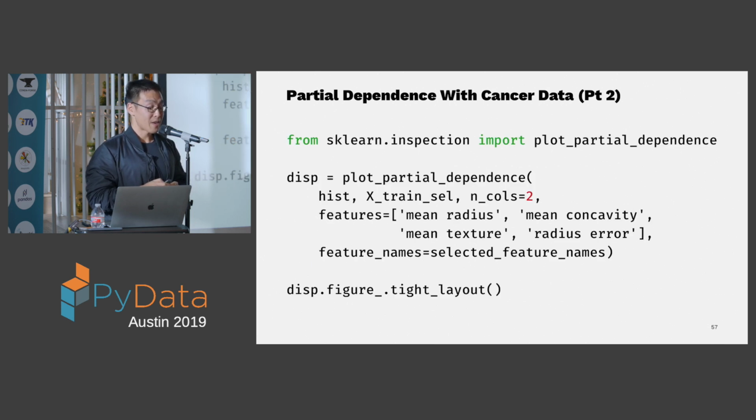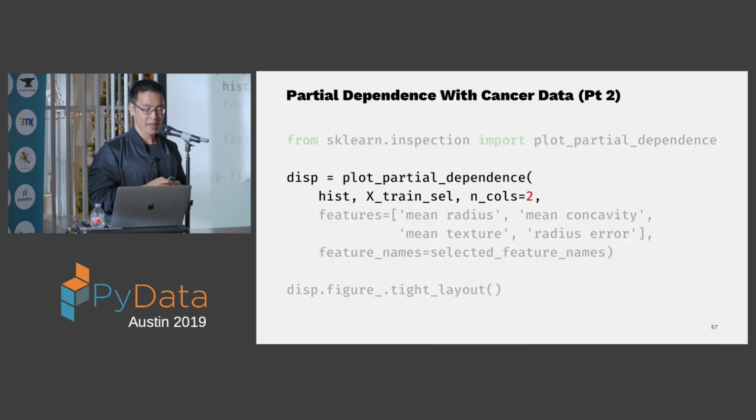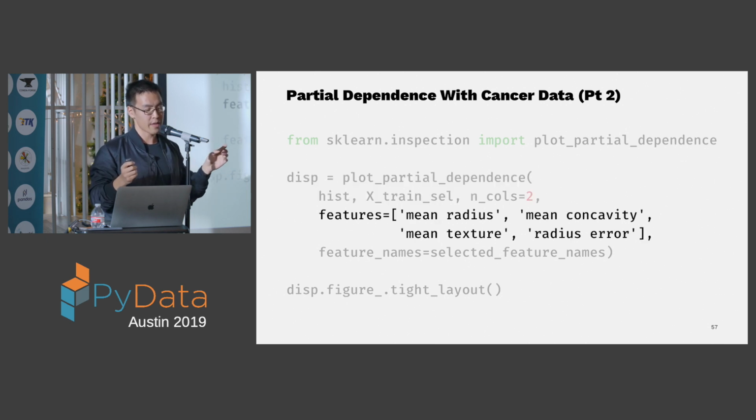So I'm going to show you the plot partial dependence API. This plotting API is new in 0.22. Let's go through it. plot_partial_dependence needs the estimator and the data you want to train on, and in this case I want to pass it n_cols equal to 2 because I want 2 columns. Why? Because I'm going to pass features equal to these things.